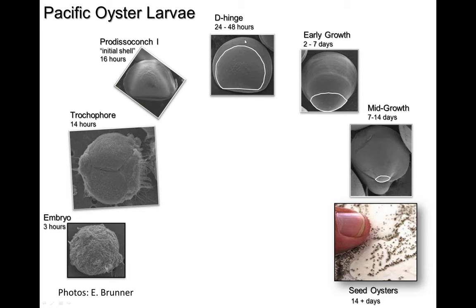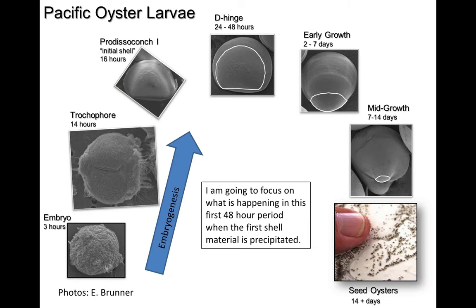And you can see that actually at this point, this sample here has what we call the prodissoconch 2-stage shell. This area here, which is formed in that first period of time, is called the prodissoconch 1. And that shell, as in all bivalves, is preserved over time, and all the new shells deposited inside of that. And so what we're really going to focus on for the rest of the talk is what's happening in this first 48-hour period when that first shell material is precipitated.